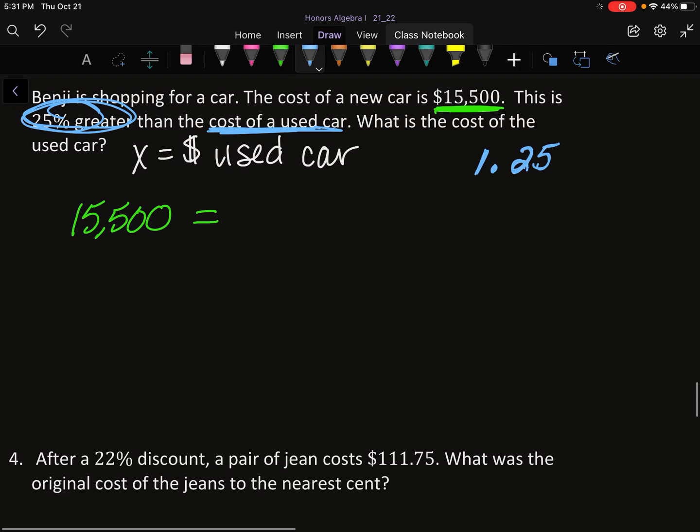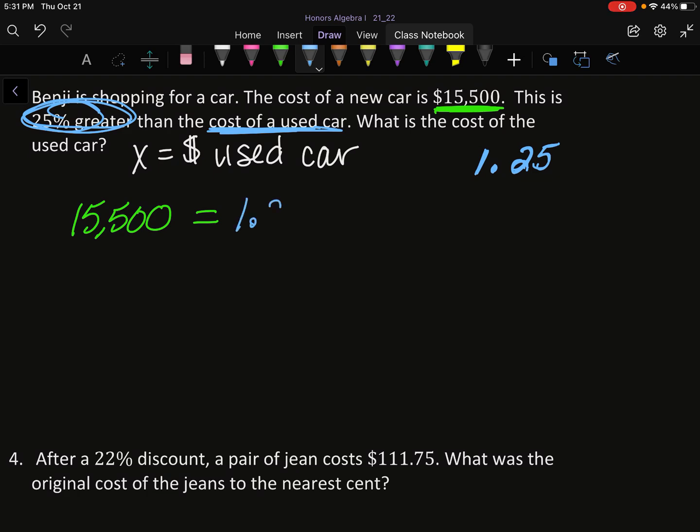So 1.25 times the used car should give me 15,500, right? Because it's an increase. It's basically 25% greater than. Okay, I'm going to show another way.